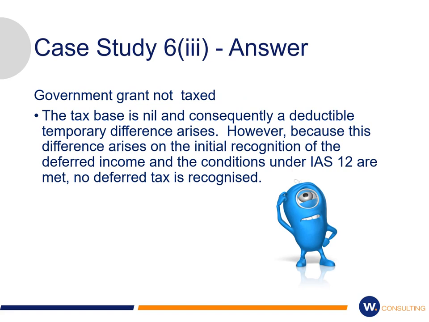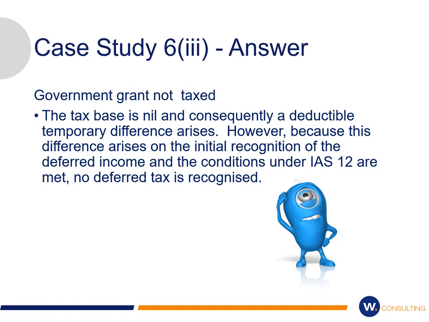Now, what if the government grant is not taxed? As we've said, if the government grant is not taxed, the tax base is nil, and consequently a deductible temporary difference will arise. However, because this arises on initial recognition of the deferred income, the conditions in IAS 12 are met and no deferred tax is recognized. Now, we've just thrown that at you because we had not really discussed these exceptions. They're going to come up.